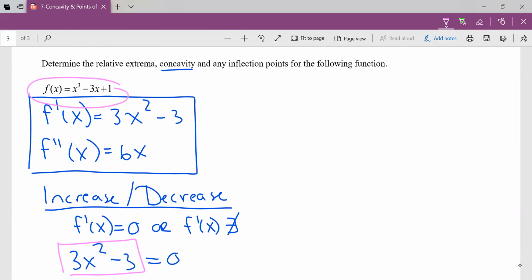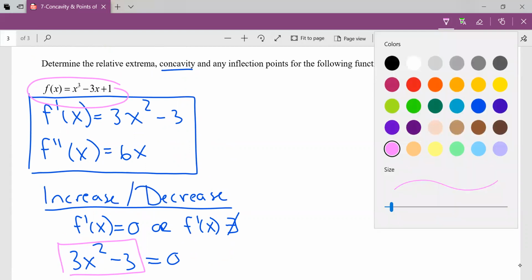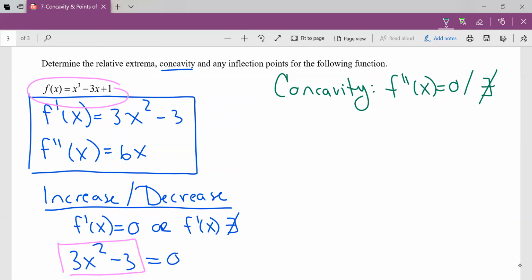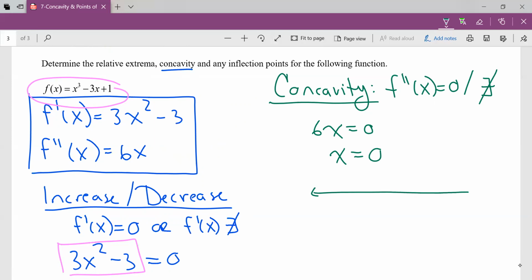Okay, now let's move on to concavity. Again, concavity, our new thing for today, is where the second derivative is equal to 0 or does not exist. Well, again, it's a polynomial, so it exists everywhere. So I only have to worry about where that second derivative is equal to 0. Well, that's an easy one. Sometimes it can be difficult when we're looking at a rational function.